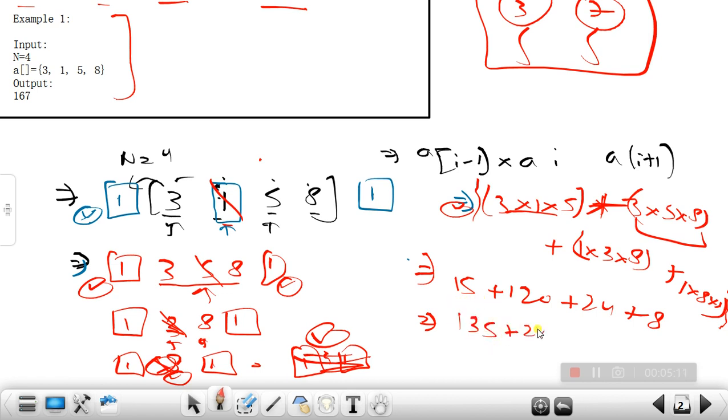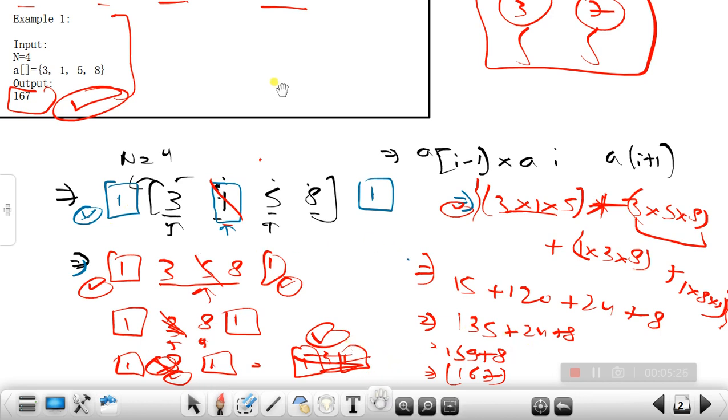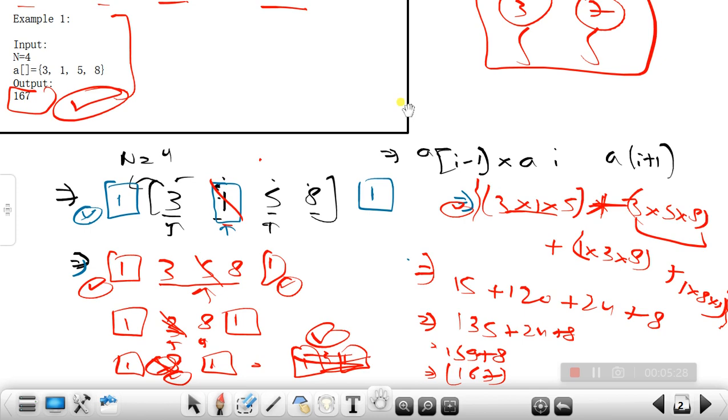135 plus 24 plus 8, it is 159 plus 8, and it is going to give me 167. Okay, so 167 is going to be my maximum profit, as you can see in the problem as well. So this is what the problem says. I hope you guys got a clear understanding of the problem statement.